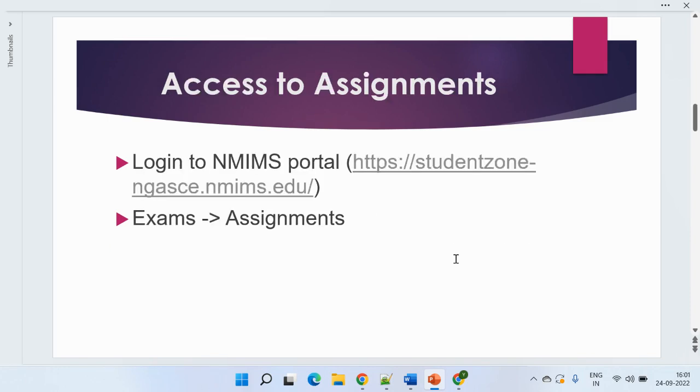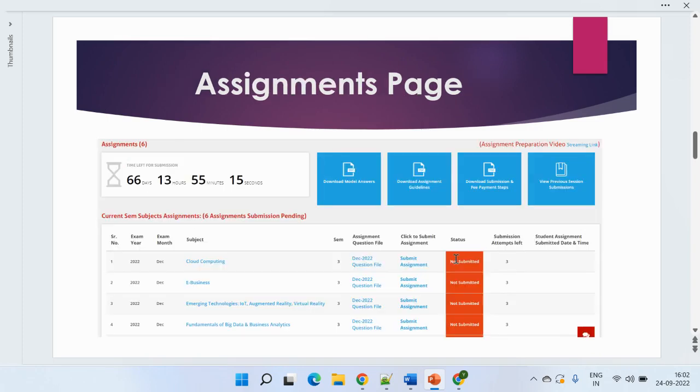Okay. Now, how can you access the assignment? You can simply log into the NMIMS portal, which is https student zone ngasc.nmims.edu. On the left-hand panel, you will find the exams. In exams, the very first one is the assignment. Just click on that assignment. The screen comes up something like this, and at the top you will find a timer which is running. Like I just clicked today itself, so it's showing 66 days. It's almost the last date. I think it's 29th of November. So you have more than 2 months to work on the assignments.